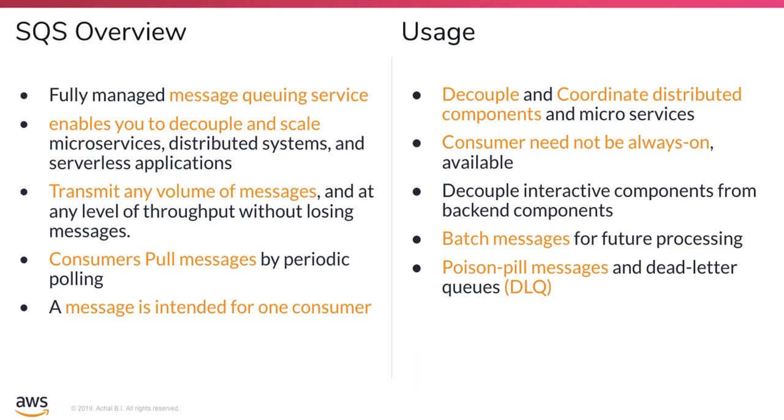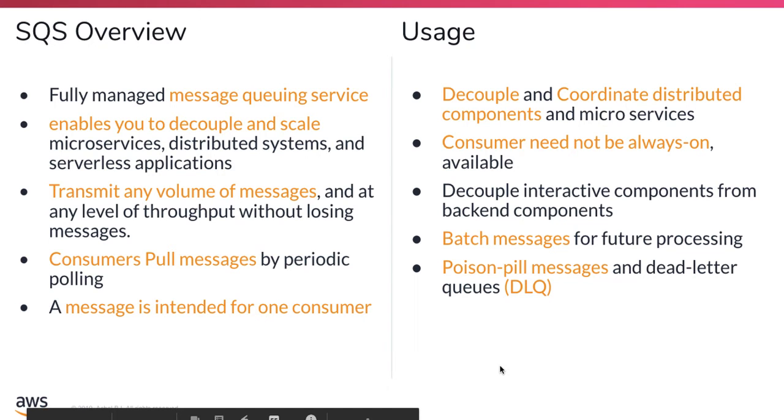So SQS is a fully managed message queue service, and it enables you to decouple and scale microservices or any distributed systems. It helps in transmitting any volume of messages and at any level of throughput. It also helps the consumer pull messages from the system in a periodic fashion. A message is intended for only one customer. This service is built to cater to one customer at a time, so one message at a time can only be handled by one consumer. Going forward, we'll see how it is different from SNS.